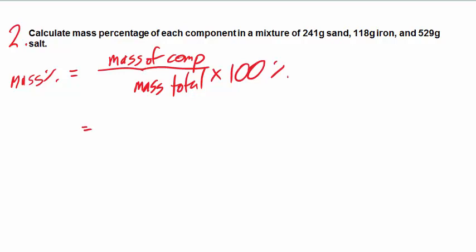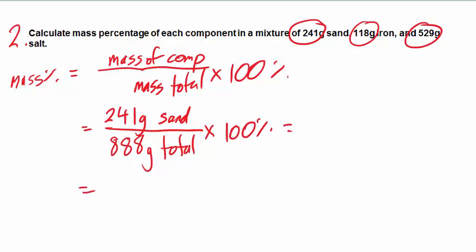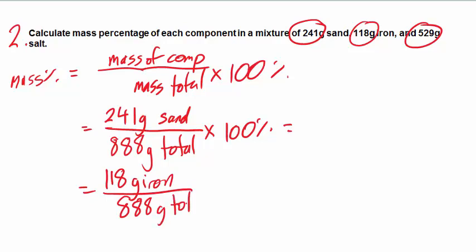So on the first one, we're trying to find the percentage of the sand. You write 241 grams of sand, and you divide that by the total. So you have to add up those numbers, and a group in third period got 888 grams total. I'm just using their number. And then you multiply by 100%, and you plug that into your calculator, and you get the answer. Same thing for the other ones. 118 grams of iron divided by 888 grams total times 100%, and you get your answer.